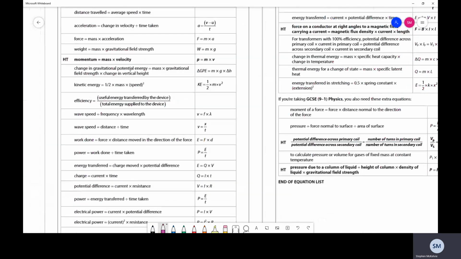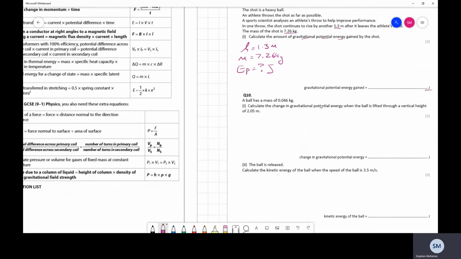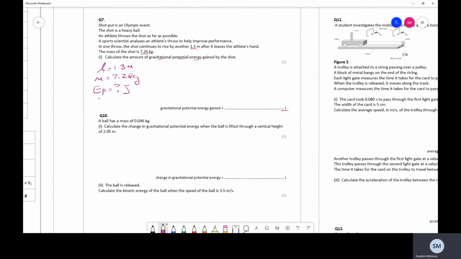Well, we've got this one: gravitational potential energy, mass, height. But there's a weird little thing in here. They didn't give me a number for that, you say. Well, the number for gravity is the same everywhere. Gravity is 10 newtons per kilogram. So I'll write out the equation. Remember this little triangle here is delta, it stands for change. And I'll put my numbers in.